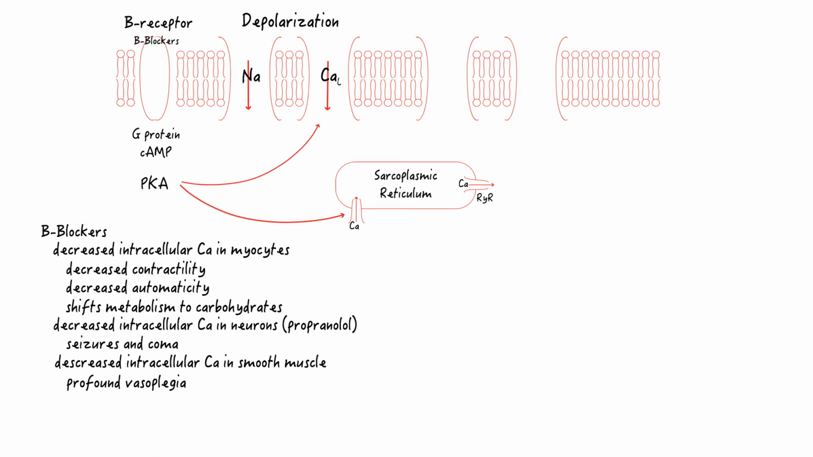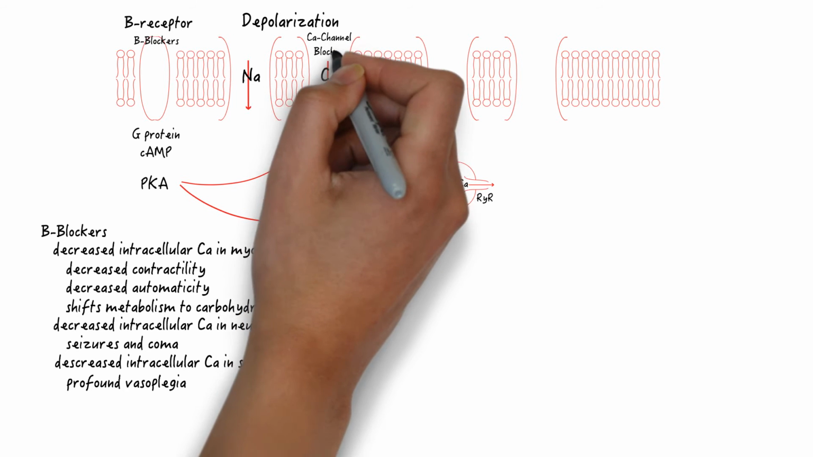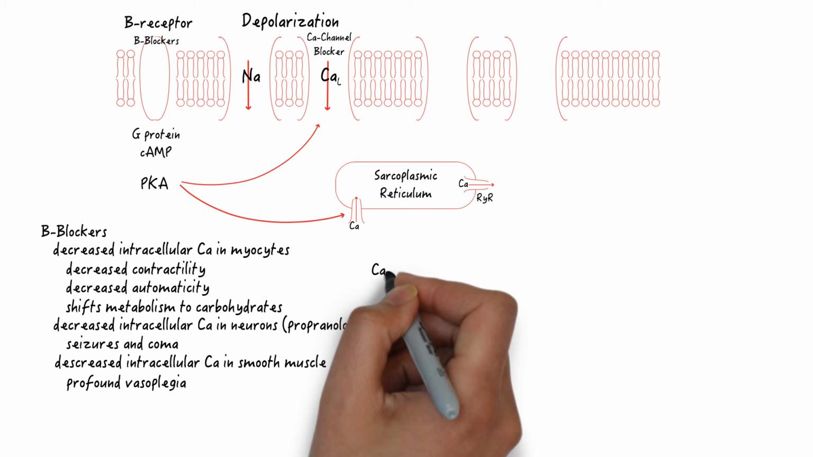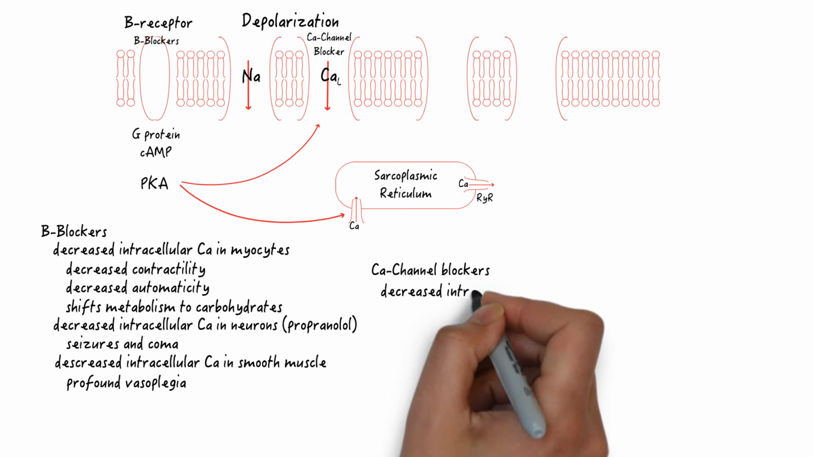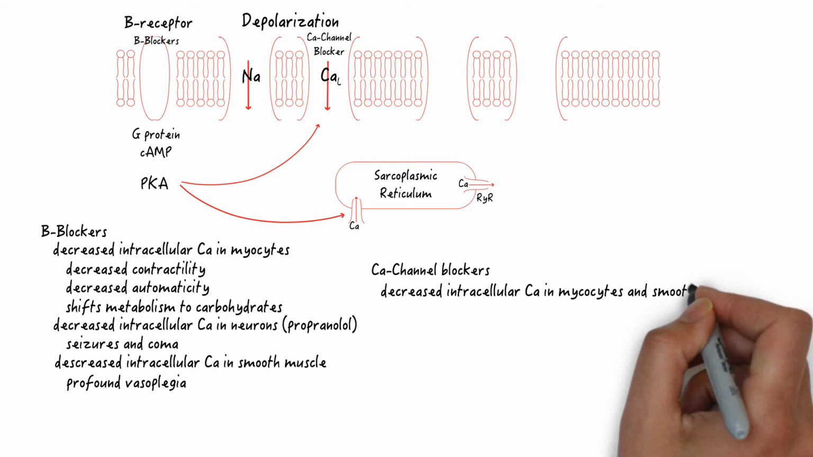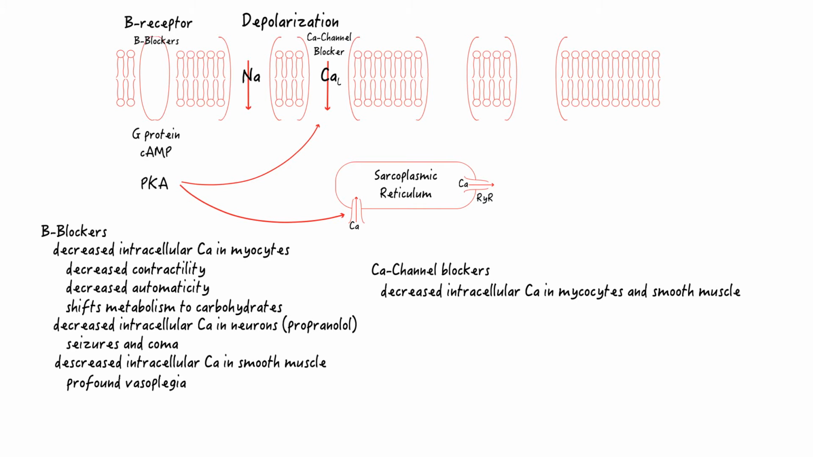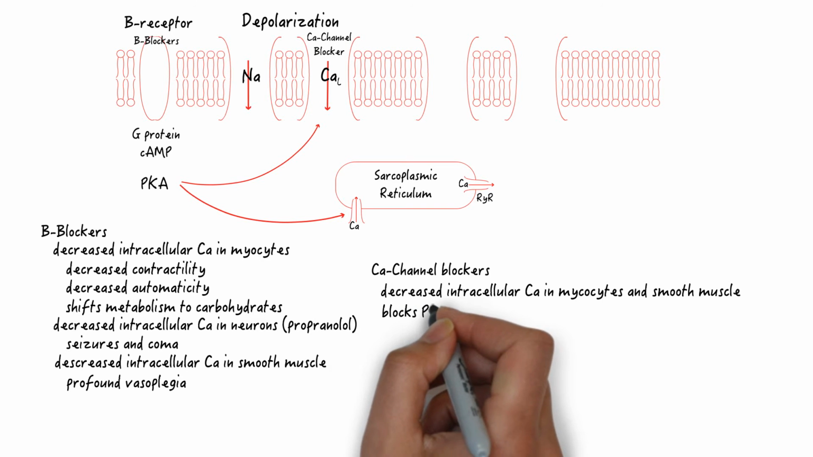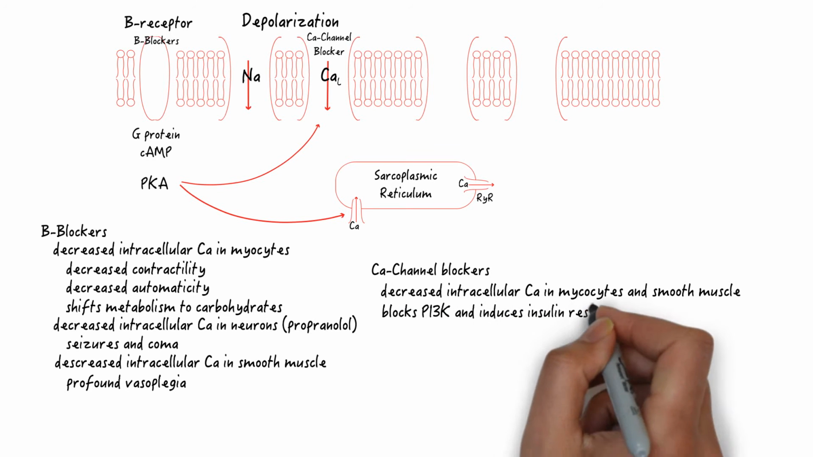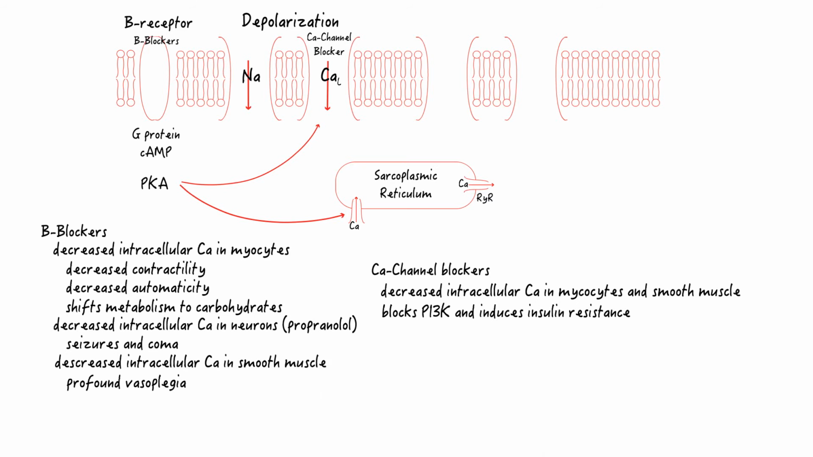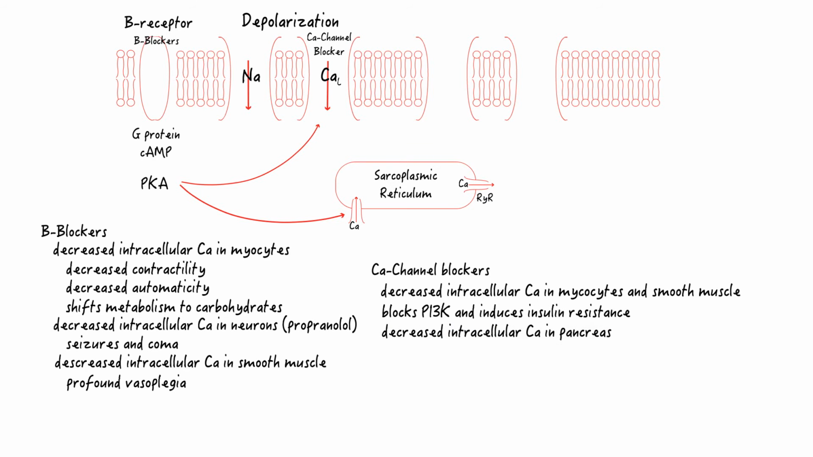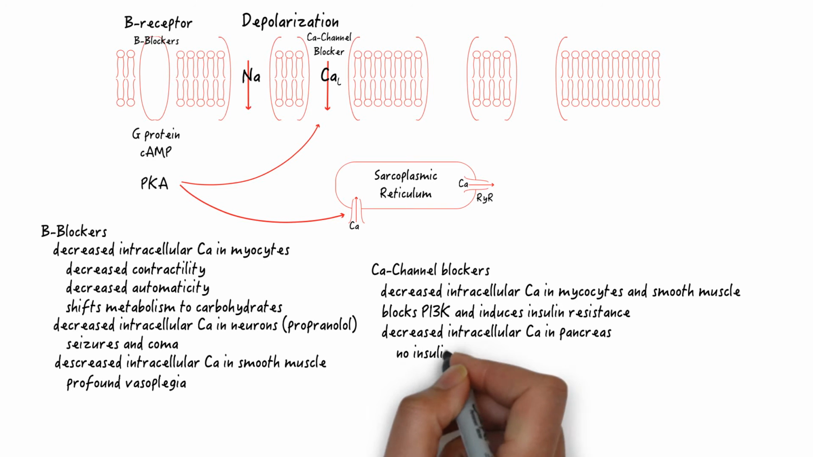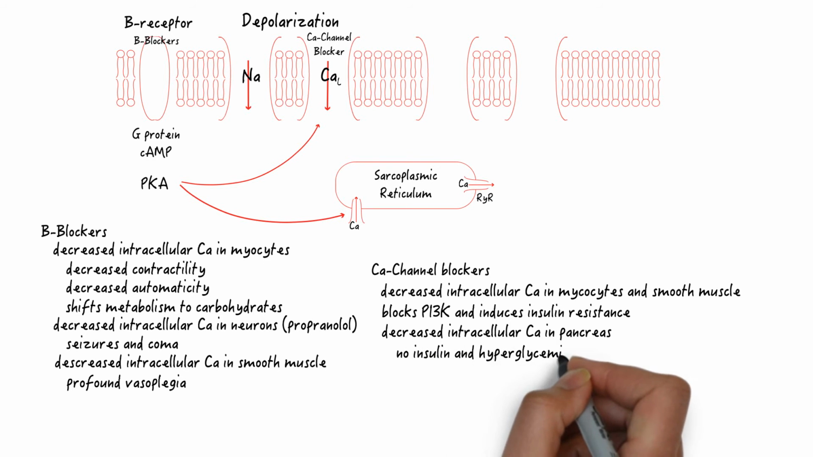Unlike beta blockers, which indirectly inhibit the L-type calcium channels, calcium channel blockers block them directly. This results in a clinical picture very similar to beta blockers: vasoplegia, decreased contractility, and decreased automaticity. There's also shifting of the fuel source to carbohydrates as well. Calcium channel blockers also block the PI3K pathway and can induce insulin resistance. Lastly, L-type calcium channels are also found on the pancreas and necessary for the release of insulin.